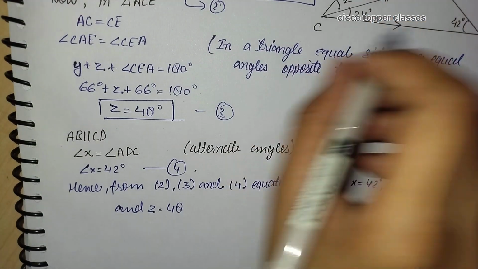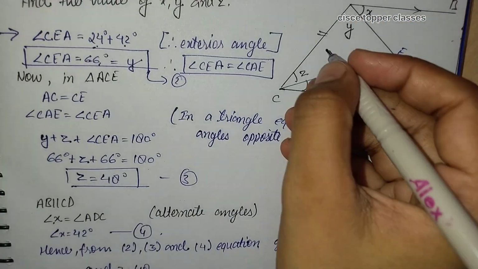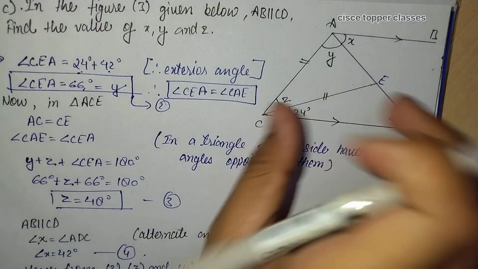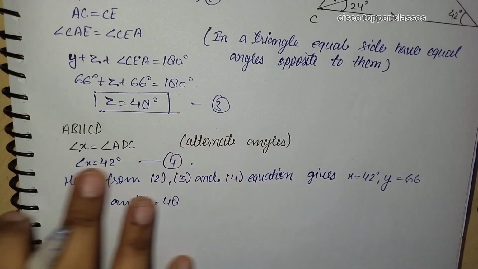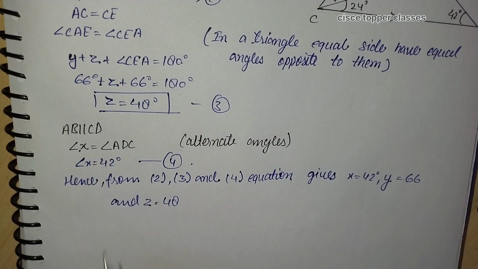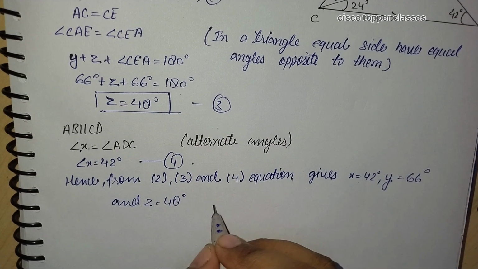Again, AB is parallel to CD. To find the value of x, we have angle x and angle ADC. Here this angle ADC is an alternate angle because these two sides are parallel. Simply we can write it as alternate angle and x is equal to 42 degrees from here. Hence from this 2nd, 3rd and 4th equation we get x as 42, y as 66 and z equal to 48 degrees. So this is the final answer here in this question.